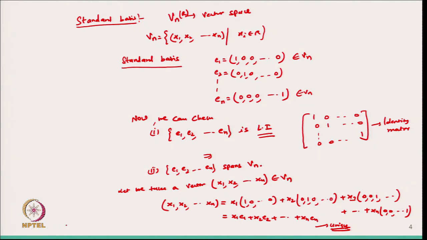So, from here I can say that it is linearly independent and it spans Vn. So, from here I can say that the set E1, E2, En is a basis of Vn, and we call it the standard basis because it contains only one non-zero element and all other elements are 0.